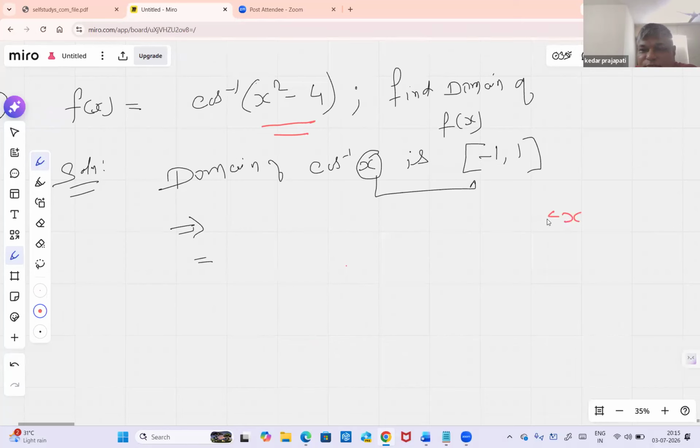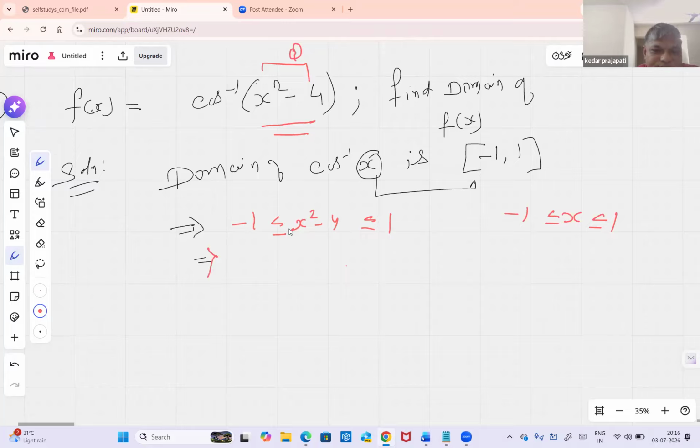If x is between minus 1 and 1, it means x square minus 4 will also be between minus 1 and 1. Correct? This can be anything, right? This is a theta, no? Getting or not? Yes, sir. So theta can be anything, right? This means your x square minus 4 is between minus 1 and 1. Okay.